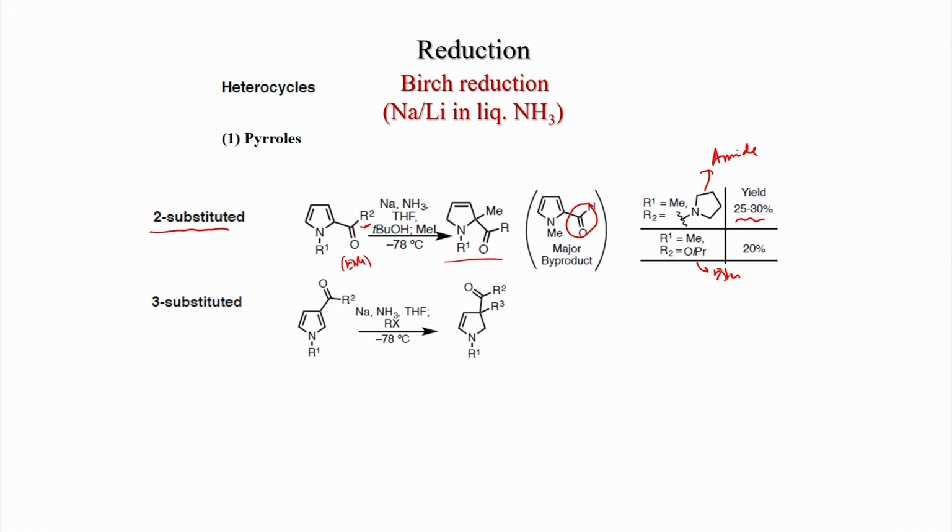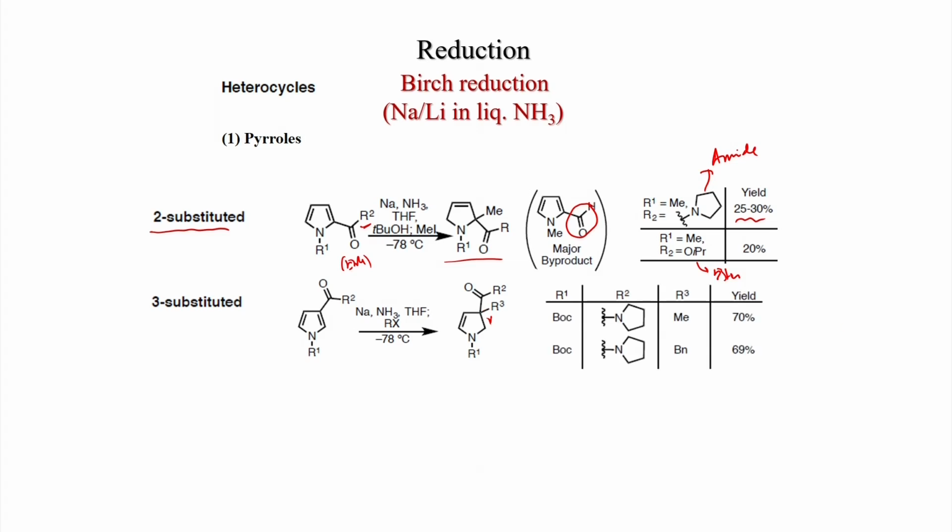Now, suppose the electron withdrawing group is at the 3 position, and interestingly, now the desired reaction happens. However, you get 2,3-dihydropyrrole, and at the electron withdrawing carbon, the alkylation happens. So, here the electron withdrawing group was earlier in the 2 position, and there the alkylation happened. Now it is at the 3 position, and at the 3 position the alkylation happens.